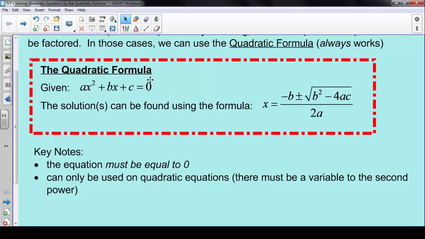Notice the equation has to be equal to 0, just like when we were factoring, the equation had to be equal to 0. And it can only be used on quadratic equations. So this variable must be to the second power. If it is to any other power, you cannot use the quadratic formula. The last thing I do want to point out is notice this plus or minus right here. And remember with factoring, we always got 2 answers. And that just gives us our 2 answers, but we only have to do most of the work once. It's just a way to ease our lives a little bit.